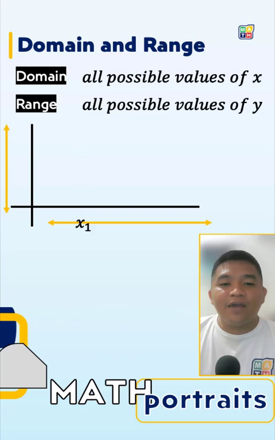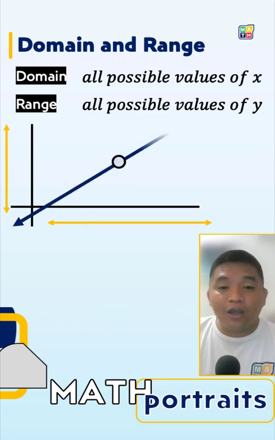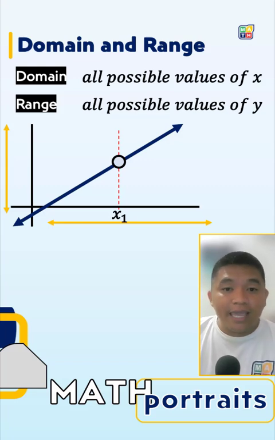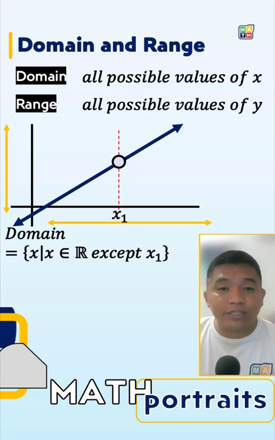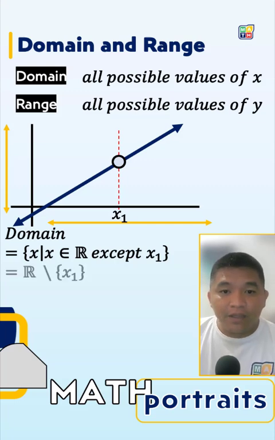Lastly, what if our graph has a break on it, such as this? In short, there is a restricted value for our domain and range, and that value for our x is this value x sub 1, which corresponds to the x value of this area or maybe point, and for our domain, we will have here set of x such as x element of R, except that value of x sub 1, because that is the only restricted value for our domain.